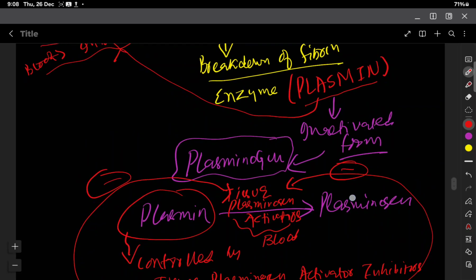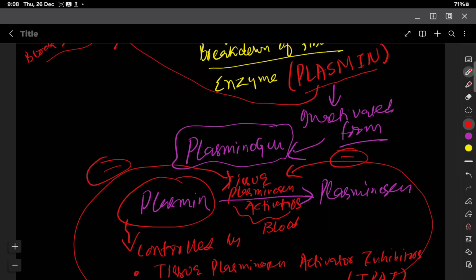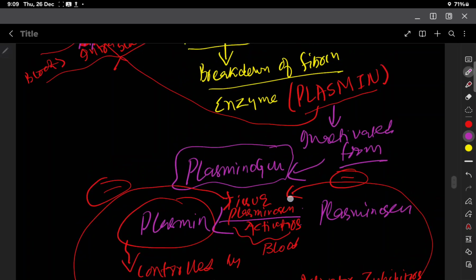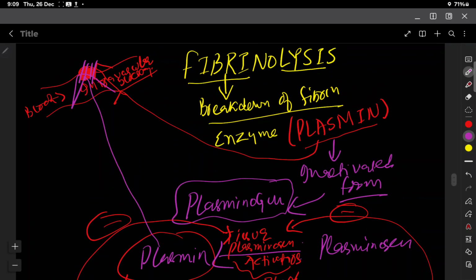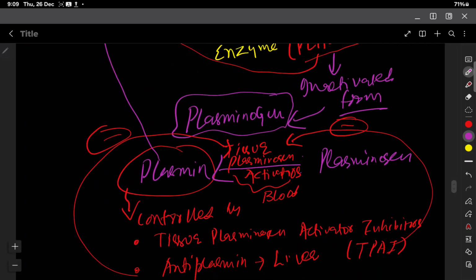So fibrinolysis occurs by the presence of the plasmin, and this plasmin is present in the inactivated form. So plasminogen will be converted into plasmin. Okay, so here in our body, this plasmin is present in the inactivated form which is called plasminogen, and this plasminogen has to be converted into activated form. It will be converted only when there are tissue plasminogen activators present in the blood. They will convert plasminogen into plasmin, then this plasmin will break down this clot and prevent the intravascular blocking in our blood.